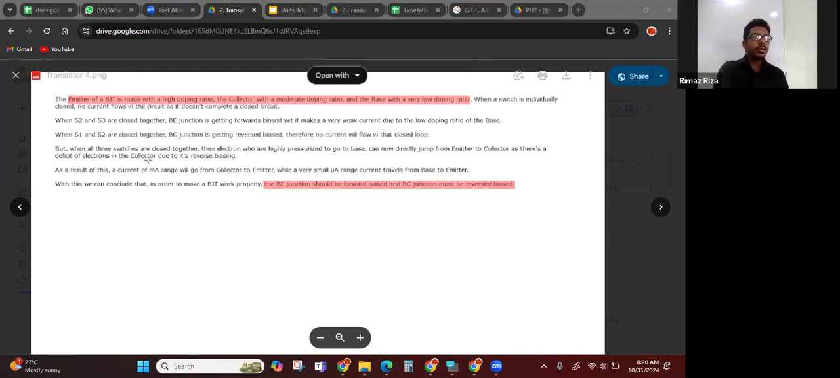Right. So if you're still writing, you can take a screenshot, but these highlighted are the most important facts. Okay, so let's move on to the next part.